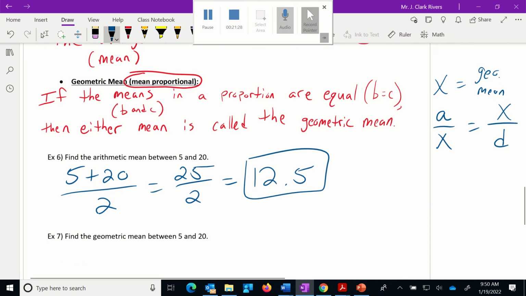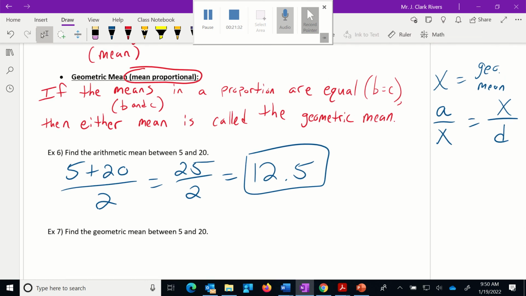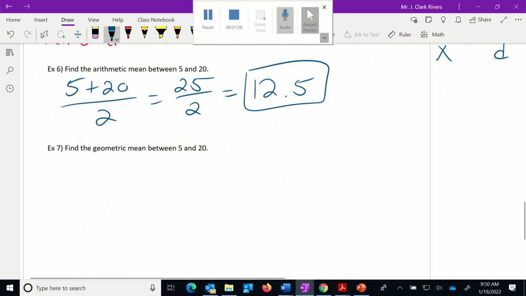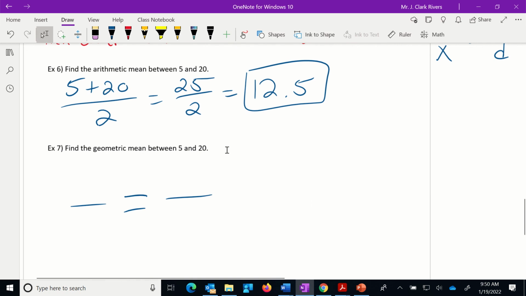Now, here's the different one. Find the geometric mean. Now, what's special about the geometric mean? It is equal, right? We're talking about b and c. They're equal to each other. So we're going to write equals. Find the geometric mean between 5 and 20. What are 5 and 20 going to be? The extremes, right? So we'll put 5 up here, 20 down here. What do you think we should put as our means? X and X. So that's the setup for that.